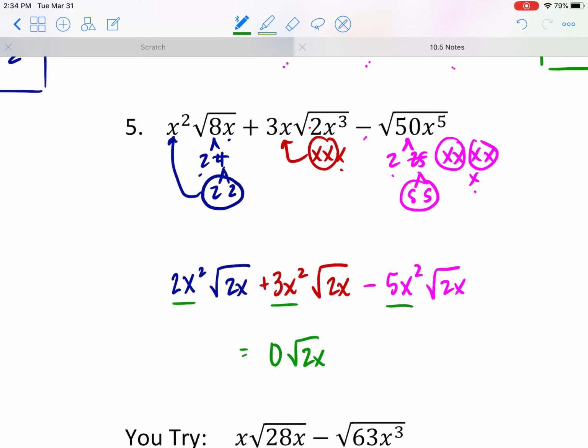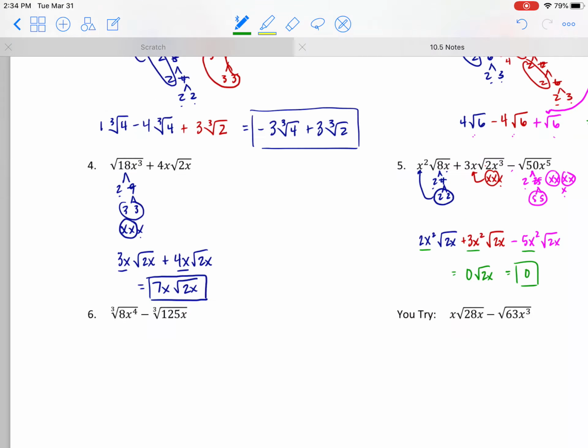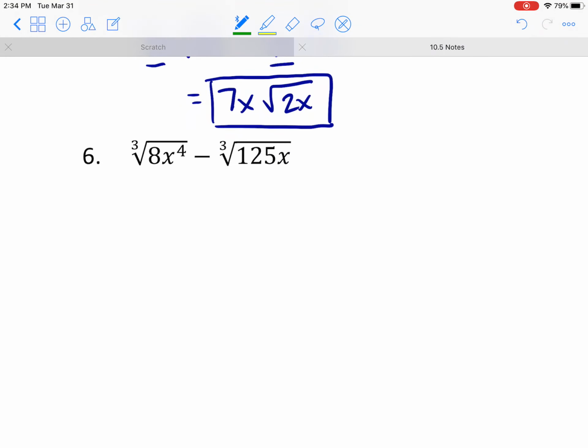But what's 5x squared minus 5x squared? Is 0. So we have a 0 in front of a radical 2x. But remember, that's multiplication, and 0 times anything is just 0. So everything cancels out, making our final answer 0. That's a lot of work for everything to go away.